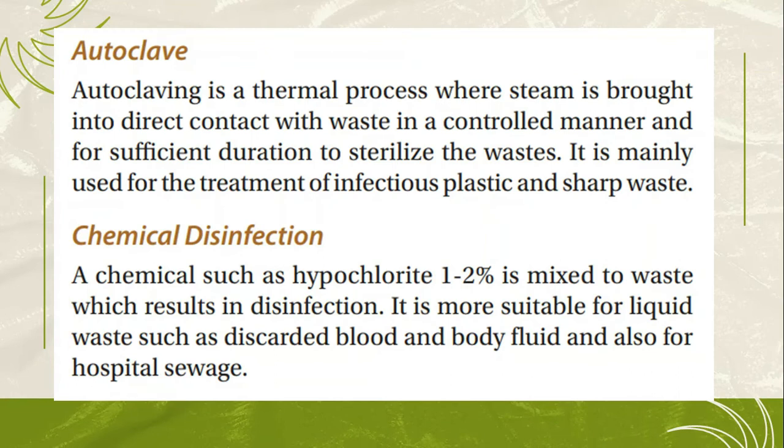Another method is autoclave. Autoclaving is a thermal process where steam is brought into direct contact with waste in a controlled manner and for a sufficient duration to sterilize the waste. It is mainly used for the treatment of infectious plastic and sharp waste. Chemical disinfection: a chemical such as hypochlorite 1 to 2% is mixed to waste which results in disinfection. It is more suitable for liquid waste such as discarded blood and body fluids and also for hospital sewage.